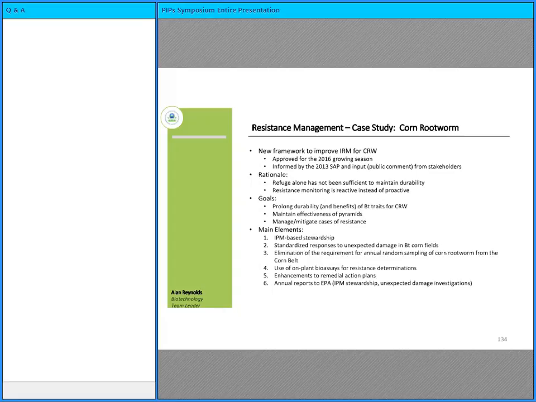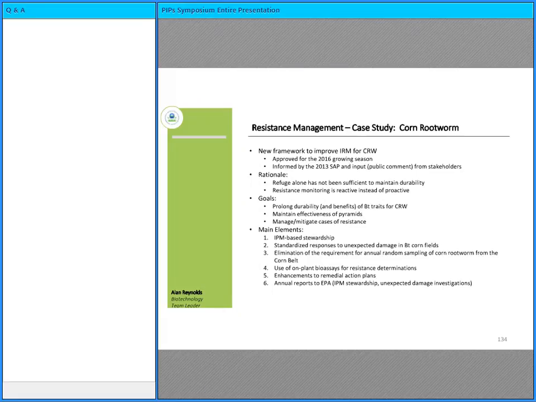So the goals that we had in implementing this framework were to prolong the durability and benefits of Bt traits for corn rootworm. That's consistent with our general resistance management strategy. We also wanted to maintain effectiveness of pyramids. There have been a number of pyramids registered that contain two or more of those 4 traits. And also to be able to manage and mitigate cases of resistance where we have them. Because we have resistance in one part of the Corn Belt doesn't mean that these traits will not be effective in other parts of the Corn Belt, and we want to maintain that effectiveness as best we can.